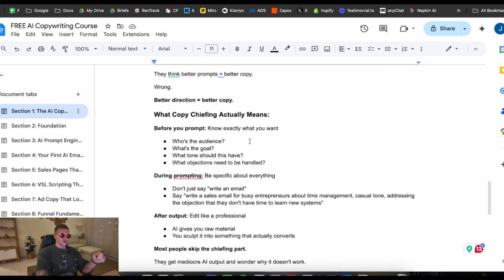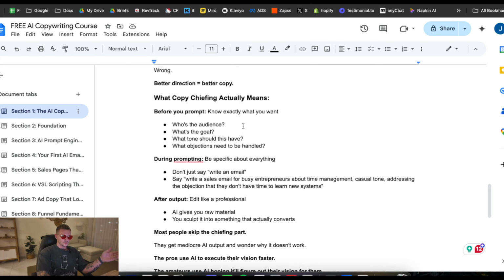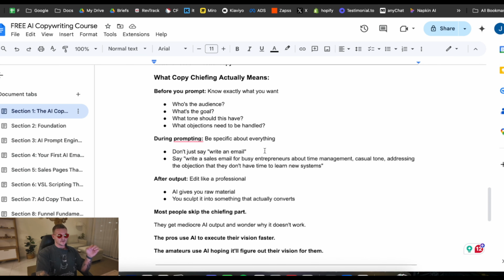Copy chiefing, this is probably the most important skill when it comes to AI copywriting. Because if we can think of better prompts and put better inputs in, we're going to get better outputs. Better direction equals better copy. So what copy chiefing actually means. Before we prompt it, pre-prompt, we need to tell AI exactly what it needs to know. Who's the audience? What's the goal of this copy? What tone should this have? What objections should be handled? And we need to be super specific. I'm going to go into this in great detail in the next sections, but we can't just say stuff like write an email. That just does not work. We need to say stuff like this: write a sales email for busy entrepreneurs about time management, casual tone, addressing these objections.